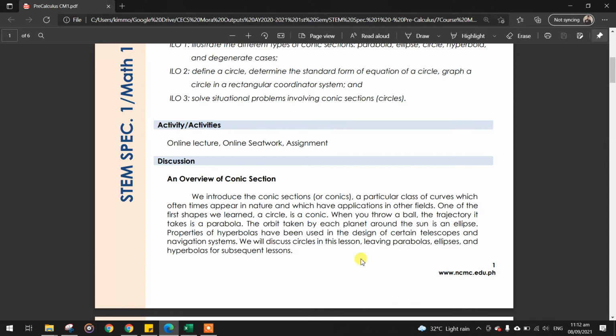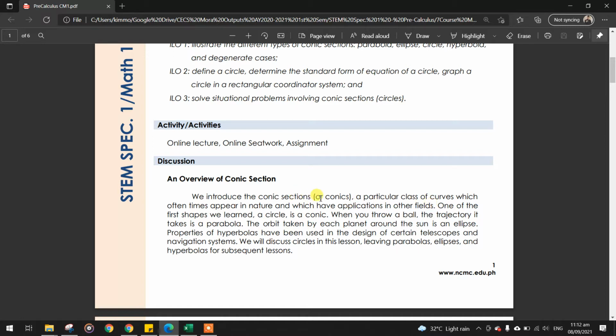Okay, so let's begin. First, we have an overview of conic sections. So what is a conic section? We introduced the conic sections, or what we also call conics. A conic section is a particular class of curves which oftentimes appear in nature and which have applications in other fields.